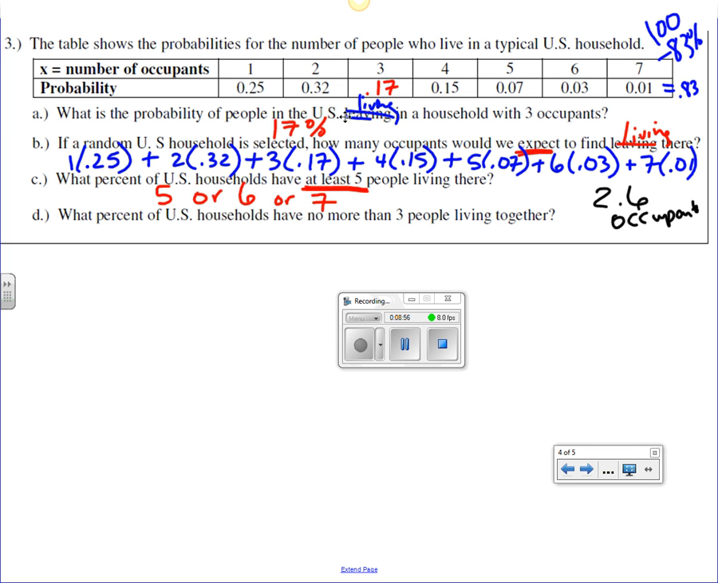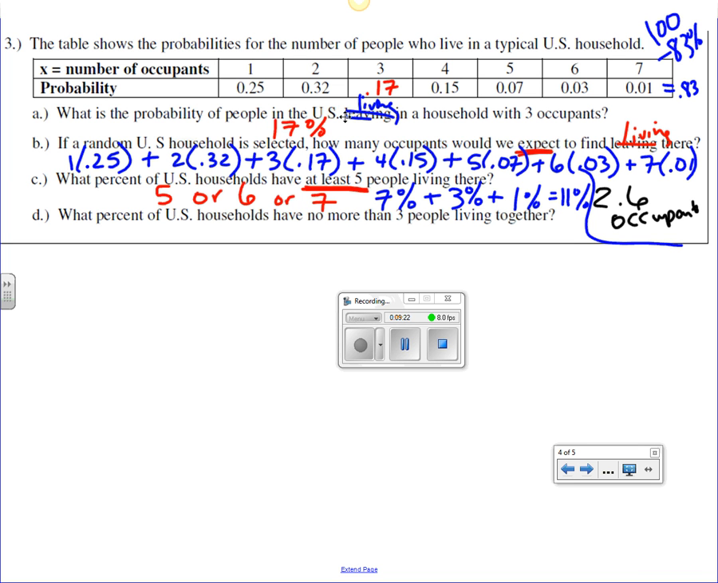So what percent was 5? Yep, I'll just say 7%. What does OR mean to do? Add. What percent was 6 people? 3%. And OR means to add. And what percent was 7? 1%. So what do you get when you add it up? 11%. Okay.